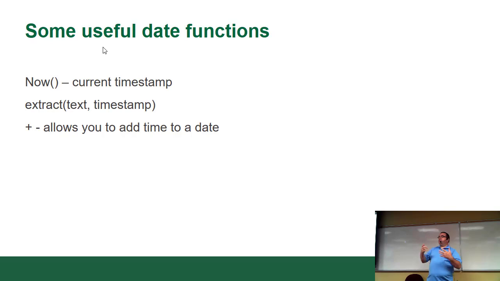This is actually slowly being replaced by a global constant, a magic keyword that means the same thing, called current timestamp. But not all the servers support it, while almost all the servers have now. Therefore, now works. The other one that's really handy is extract. Extract allows you to pull out a piece of time. So what's a piece of time?